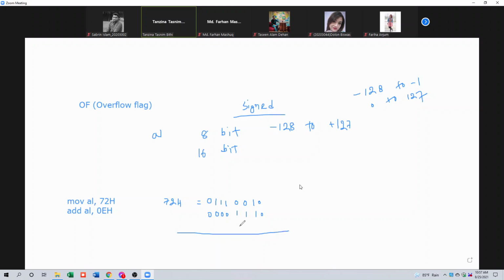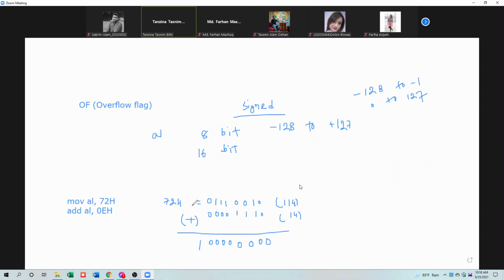Now, if we add these two numbers, what will be the result? 0 plus 0 is 0. 1 plus 1 is 0, we carry 1. Then 1 plus 1, 0. 1 plus 1, 0. Then again 0, 0, 0, 0, with a carry 1. Now, if we consider these numbers 72H and 0EH as unsigned numbers, but before that we have to convert them into decimal, right? The decimal value of 72H is 114, obviously a positive number, and the decimal representation of E is 14, right?